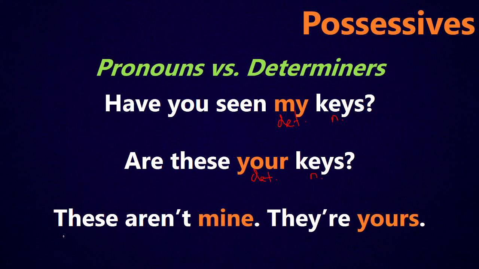But look at this next sentence. These aren't mine. My what? My keys. So you can see this word is taking the place of the phrase my keys. Since mine is replacing my keys, that means that this is a pronoun because it's replacing a noun. So a determiner always goes with a noun. A pronoun replaces a noun. They're yours. So this is meaning your keys. So yours is replacing the phrase your keys.